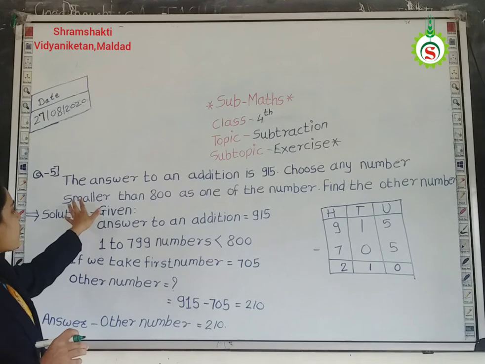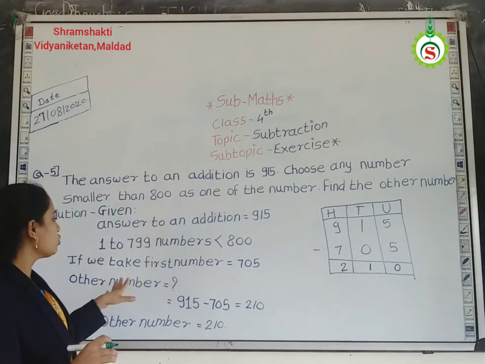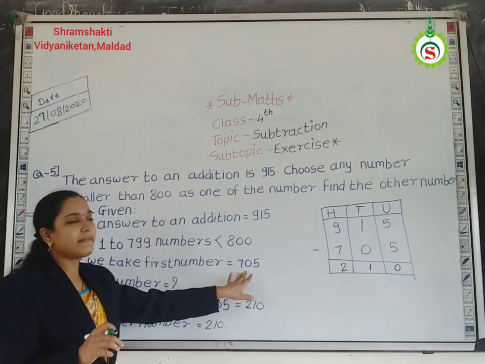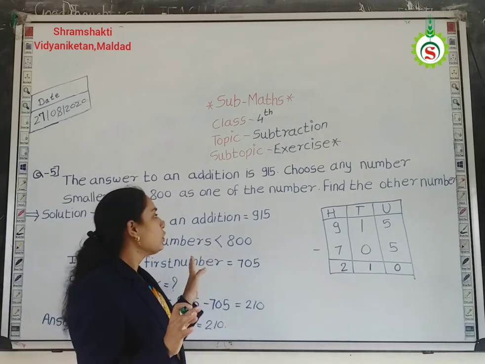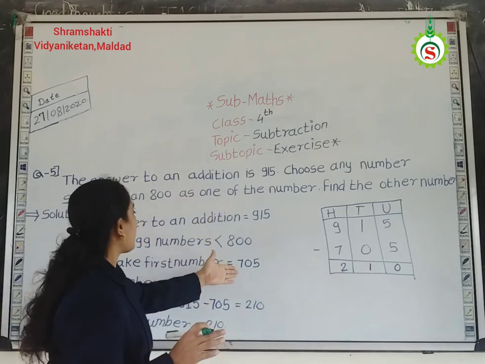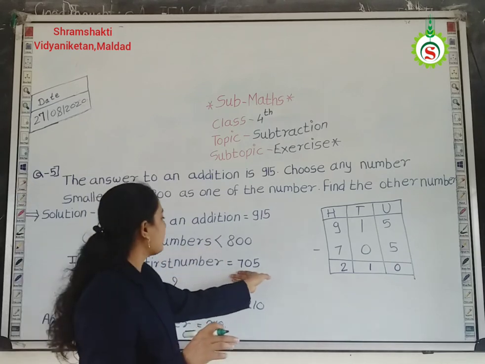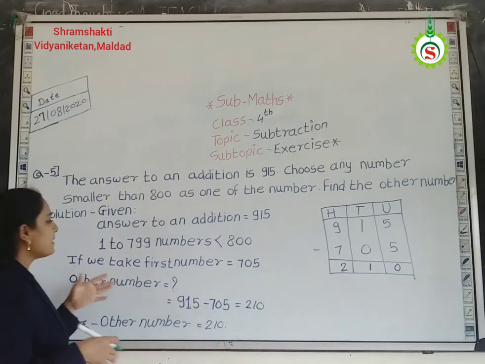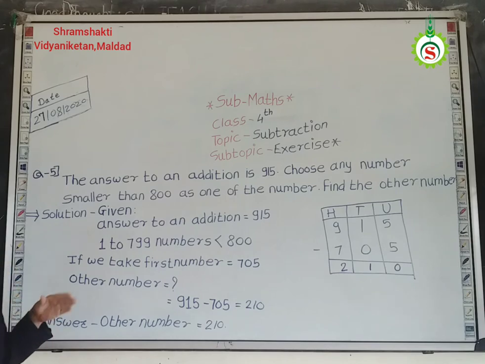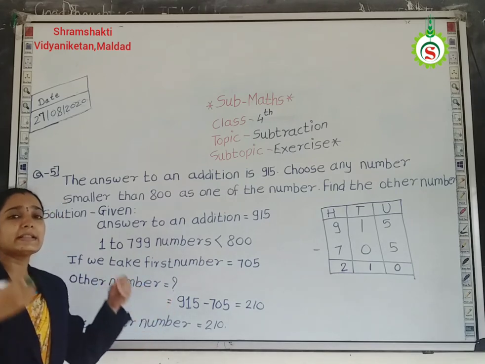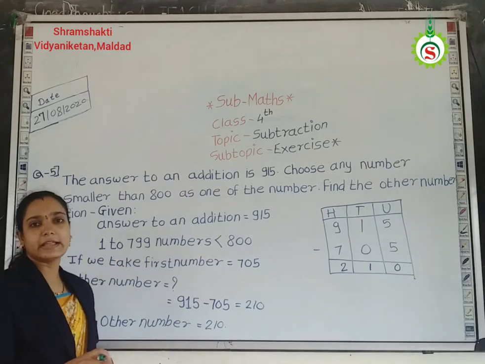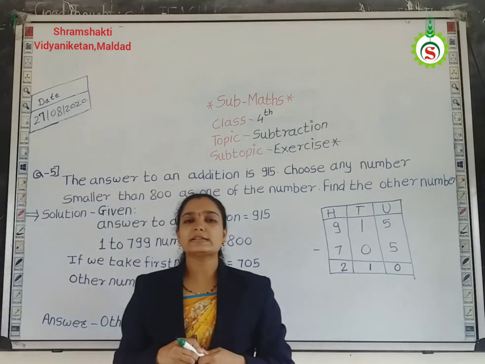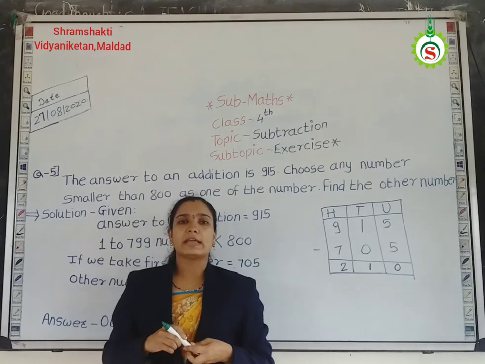Any number smaller than 800, and we chose the number 705 here. Using your mind, you can also choose another number in place of 705, like 600, 590 or 437, any number from 1 to 799. Do you understand this example? Okay, next example.